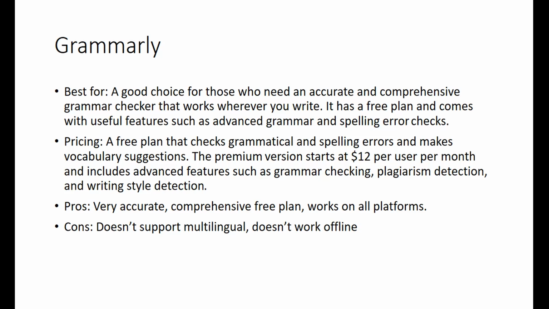It has some features that are available on others, but we'll see that as we go along. So it has a free plan that checks your grammatical and spelling errors and makes vocabulary suggestions. Obviously, any free plan will be limited as opposed to premium versions, which you pay for. The premium version of Grammarly starts at $12 per month, and that includes advanced features such as plagiarism detection and writing style detection. Some of these, like we mentioned on day one, are available on Turnitin as well, but probably not as comprehensive as these.